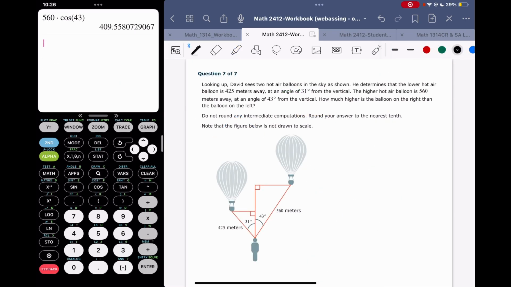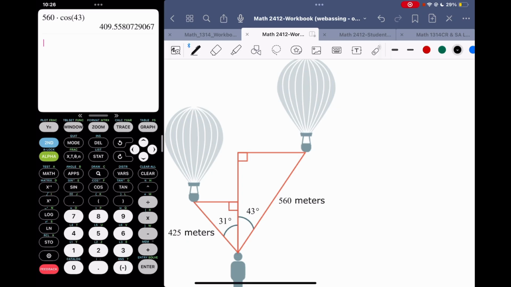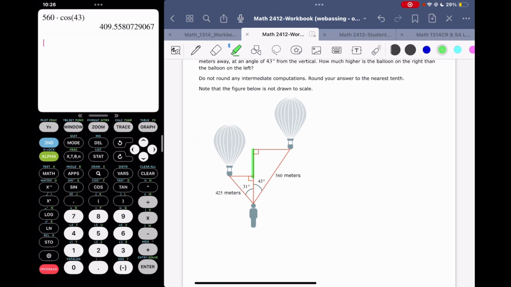Okay, David sees hot air balloons in the sky that are shown. He determines that the lower hot air balloon is 425 meters away and at the angle of 31 from the vertical. The higher hot air balloon is 560 meters away at an angle 43 degrees from the vertical. How much higher is the balloon on the right than the balloon on the left? We're basically trying to determine this part right here, but we need to look at two different triangles.